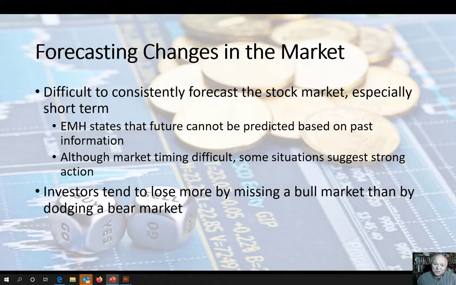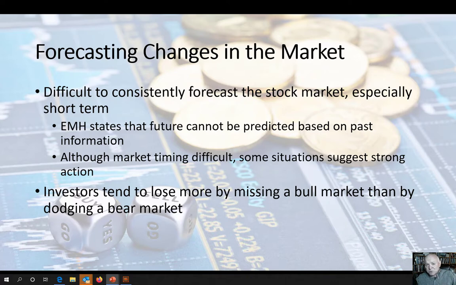It is difficult to consistently forecast the stock market on a day-to-day basis. Our short-term predictions tend to be significantly out of line. Our long-term predictions are much better. The efficient market hypothesis that we talk about in corporate finance essentially says that you can't predict an exact outcome in the future based on past information, largely because you can't predict timing. Market timing really doesn't work.